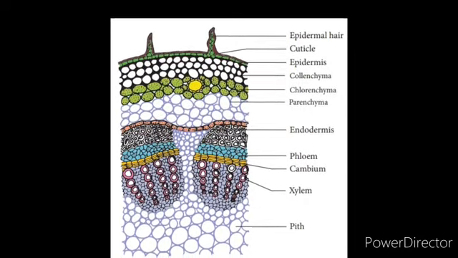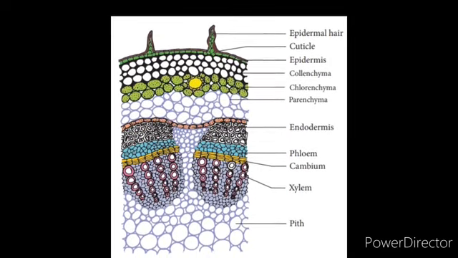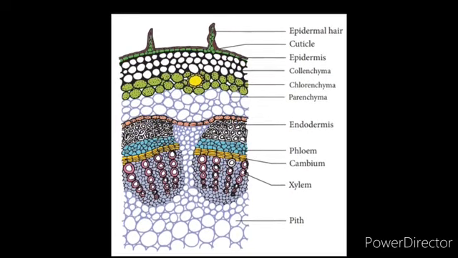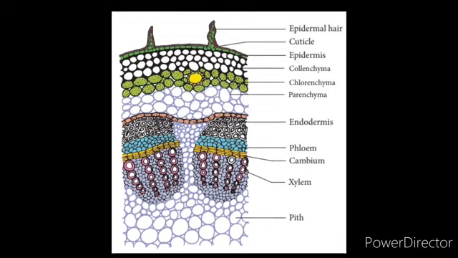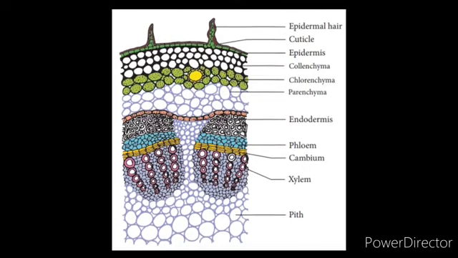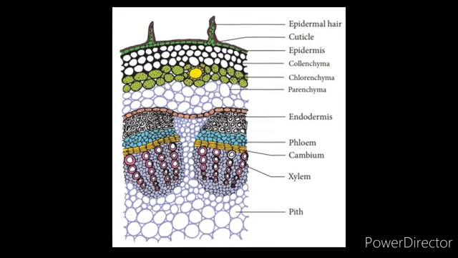The cells arranged in multiple layers between the epidermis and pericycle constitute the cortex. It consists of three subzones: hypodermis, general cortex and endodermis. The hypodermis consists of a few layers of collenchymatous cells. It is present just below the epidermis. It provides mechanical strength to the young stem.